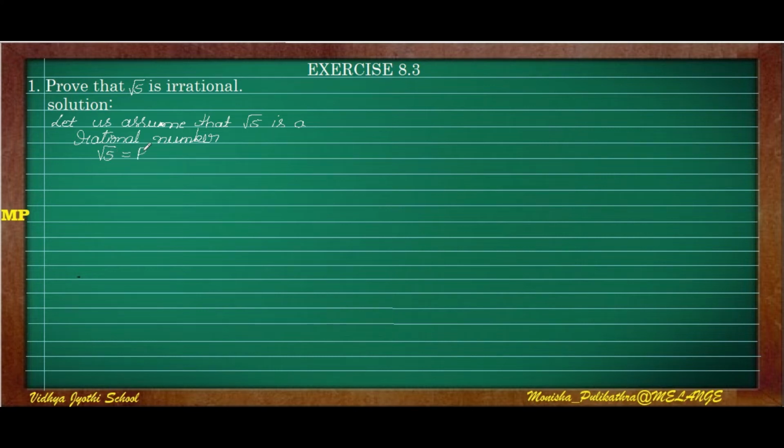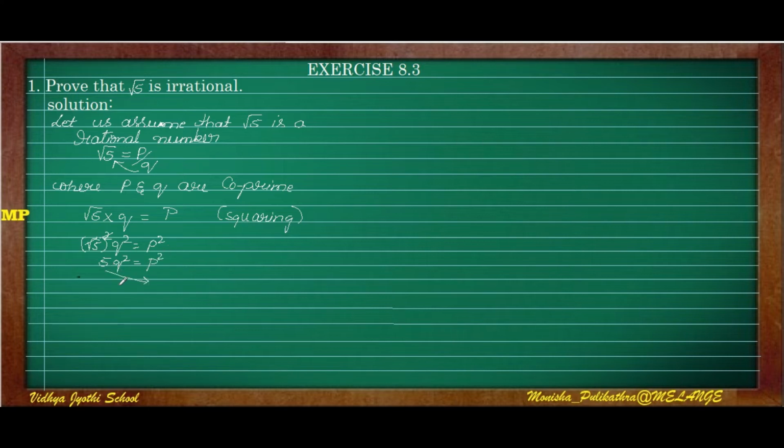So if it is a rational number, it can be written in the form of p by q, where p and q are co-prime integers. You can simply write it as co-prime. So therefore, I will first cross multiply it, that is root 5 into q is equal to p. Next, we have to square it on both sides. So we will get root 5 whole square into q square is equal to p square. So here square and root get cancelled. Remaining is 5q square is equal to p square.